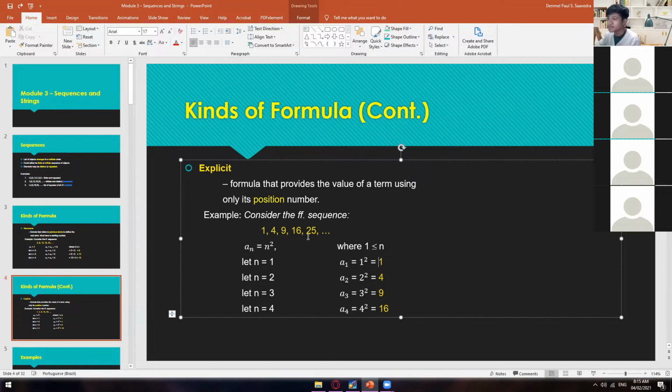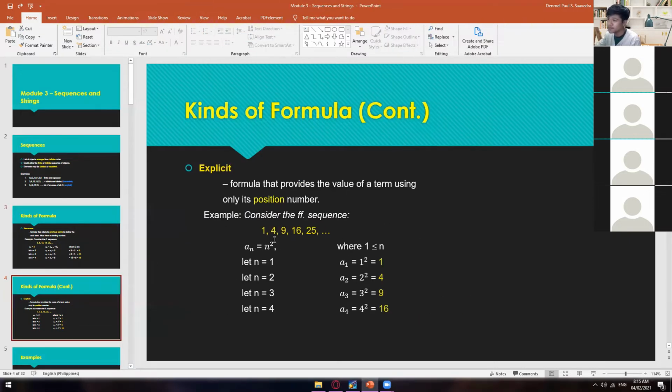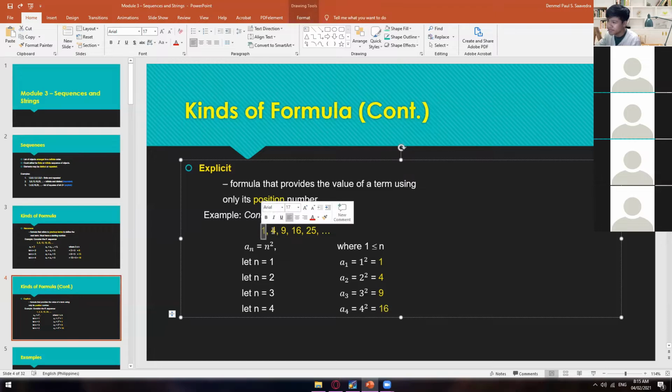All right. From here, as you can see, this one has a pattern, the same with recursive. But in here, you don't need to know the first term, second term, third term, fourth term. As long as you know the formula, then you're good to go. For example, you want to know the 10th term. Just substitute here the value of 10. So 10 times 10 is 100. That's already your 10th term.